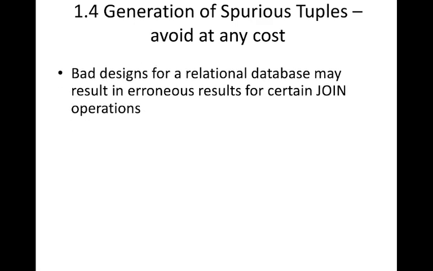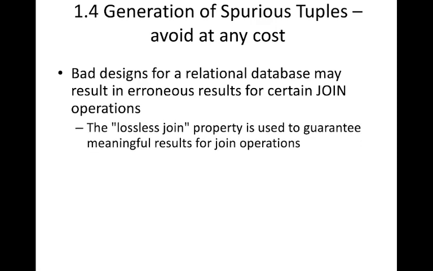Then fourth is generation of spurious tuples. Spurious tuples should be avoided at any cost. Bad designs for a relational database may result in erroneous results for certain join operations. We will see what spurious tuples are and how they are generated. We will see that the lossless join property is used to guarantee meaningful results for join operations. So when we design, it should satisfy this lossless join property. We will see what this lossless join property is later.